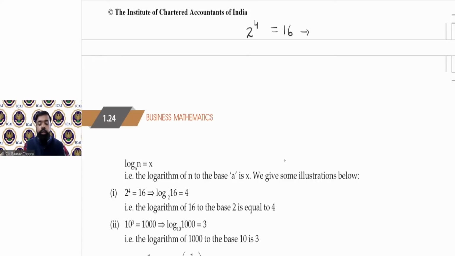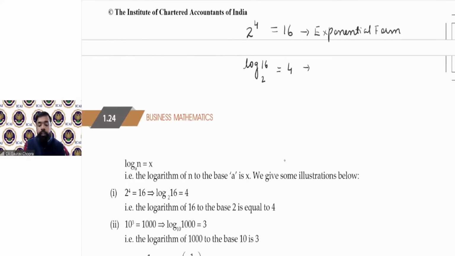So this form is known as exponential form. This form of writing any calculation is known as exponential form. 2 to the power of 4 is equal to 16. Now there is another way of writing the same thing, but that formation is different. So we can write the same thing in another way. It is log of 16 base 2 is equal to 4. We have taken the same figures, 2, 4 and 16, but the way of writing is totally different.